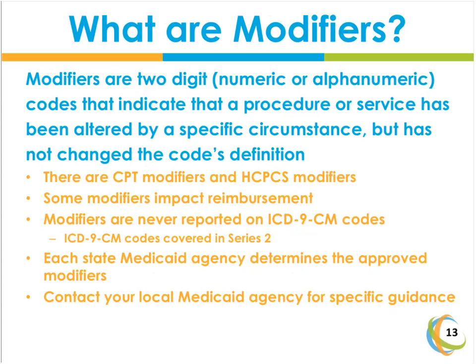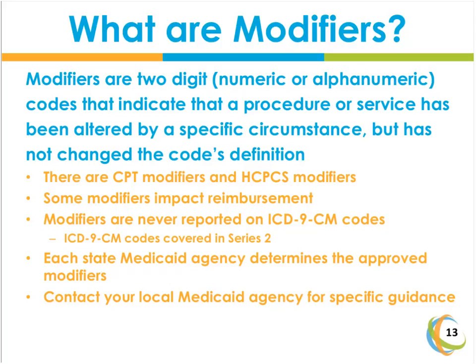So the next slide just speaks about modifiers. And we briefly covered modifiers in Series 1. I believe we covered modifiers, but just an overview, modifiers are two-digit codes. Sometimes they're numeric, sometimes they're alphanumeric, and these modifier codes are used to describe a procedure or service that has been altered by a specific circumstance, but the code itself, the narrative description, is still the same.